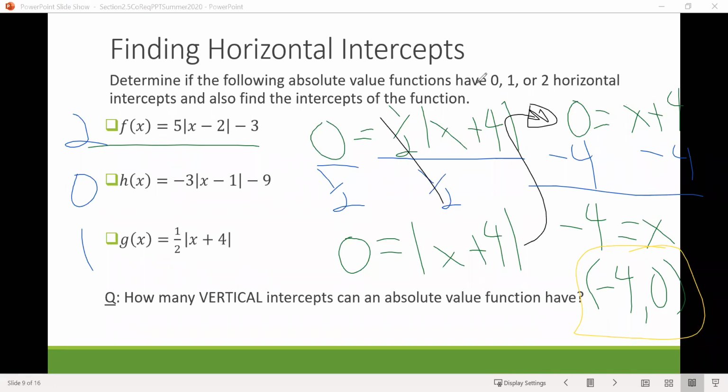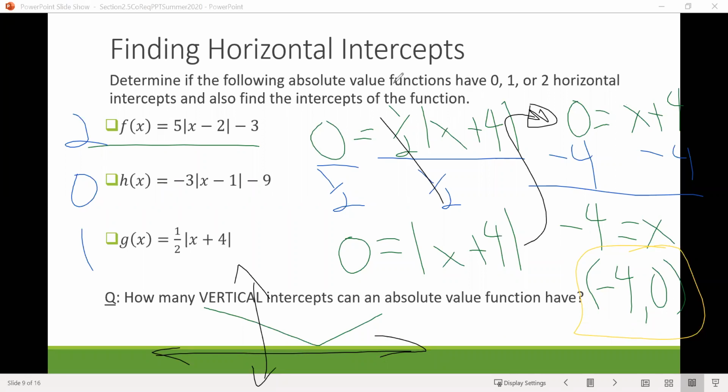All right, for the last thing for this video, notice that question there at the bottom. It says, how many vertical intercepts can an absolute value function have? So now we're talking about intersecting the vertical axis. How many could that be? Well, because of the shape of an absolute value function, regardless of how we move it or transform it, it's always going to have to hit the vertical axis at least once. We can never make it hit it 0 times. Can we make it hit it more than 1 time? I think the answer is no, right?